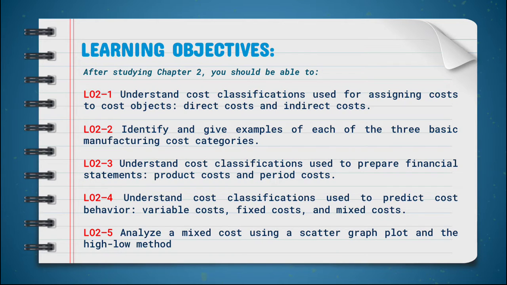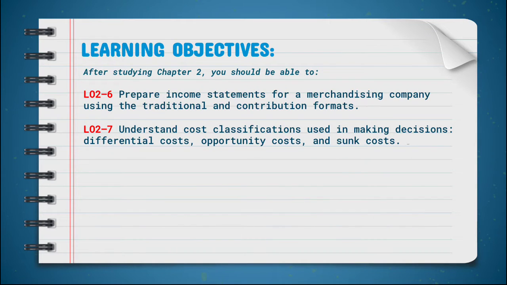Fifth, analyze a mixed cost using a scatter graph plot and the high-low method. Sixth, prepare income statements for a merchandising company using the traditional and contribution formats. And lastly, understand cost classifications used in making decisions, which include differential costs, opportunity costs, and sunk costs.